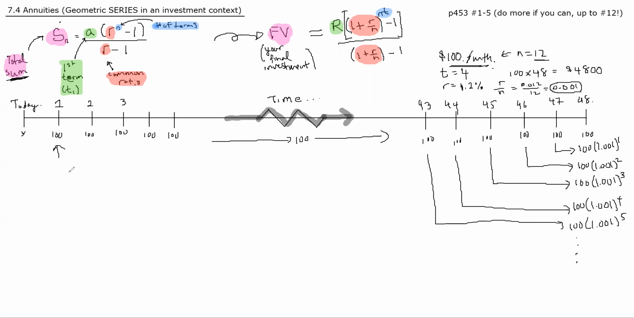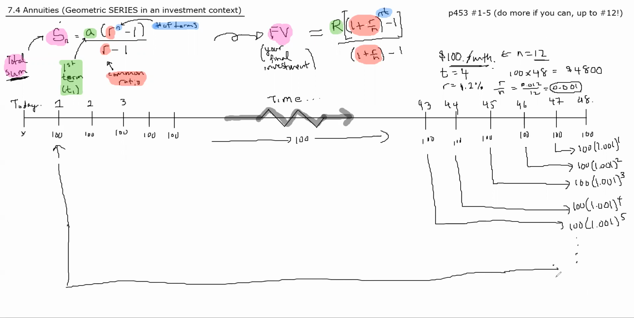How many months did I gain interest for the very first $100 that I put in? Well, how many months passed between 1 and 48? 47. Doesn't that look familiar? That is basically 48 minus 1. That is n minus 1 in a geometric sequence. Except I need to correct myself. It's not a geometric sequence.